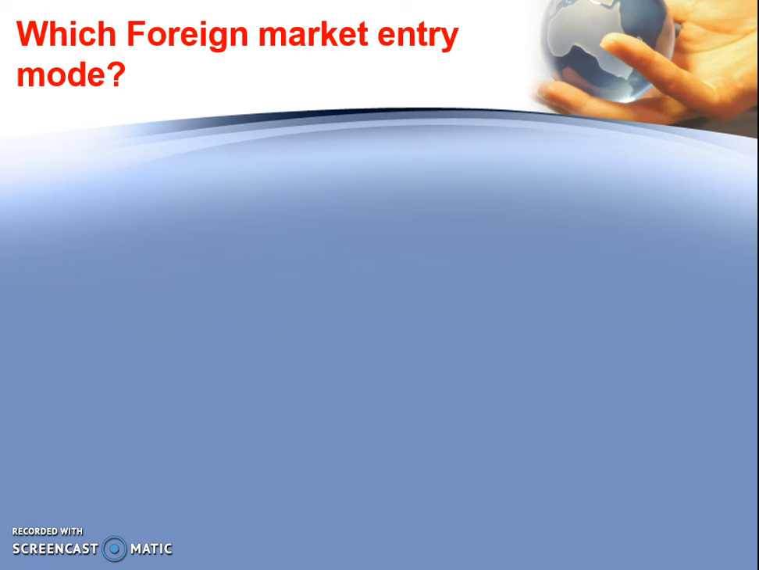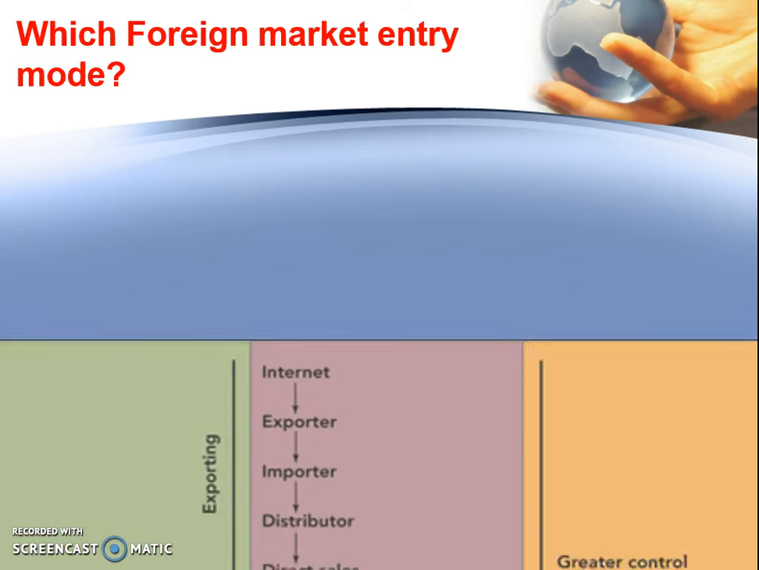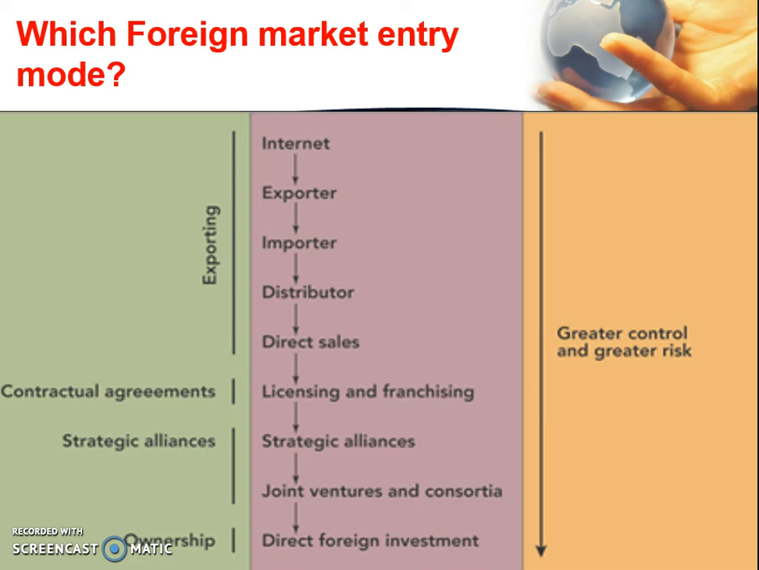The next decision that a firm has to take is the mode of entering into foreign markets, and there are a number of options available to enter into the international markets, like exporting, licensing and franchising, strategic alliances, joint ventures and consortia, and also foreign direct investment. Now it again depends upon the firm's risk-taking ability and the degree of control that it wants to exercise over its investment, which entry mode it will select as the most suitable one.